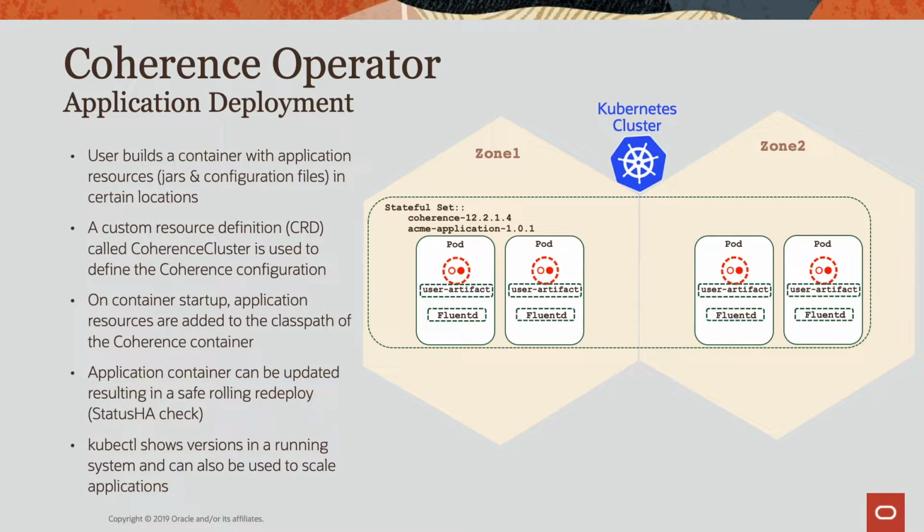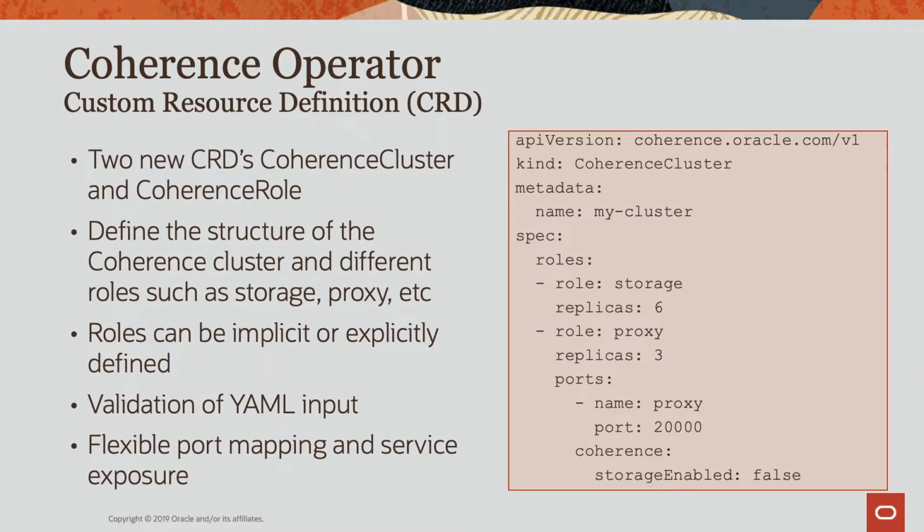Application containers can be updated safely via a rolling update, which ensures no data loss. And the application can also be scaled via kubectl by scaling the stateful set, or can be modified using kubectl apply. Coherence Operator 2 introduces the Coherence Cluster and Coherence Role custom resource definitions to easily define and configure a Coherence cluster.